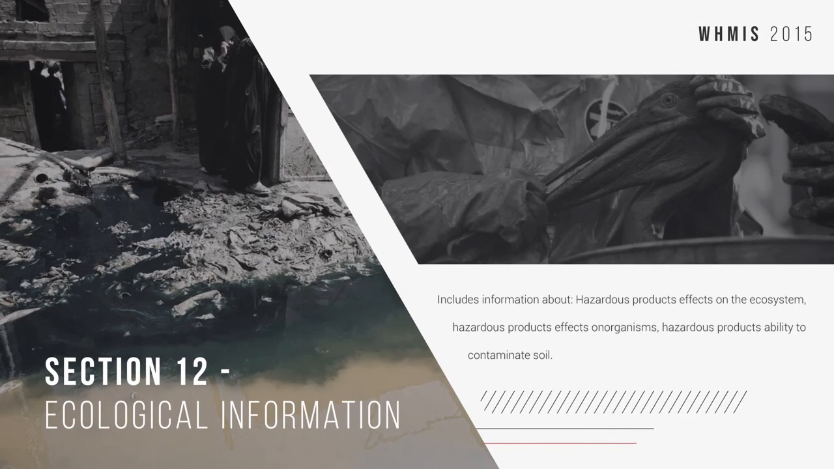Ecological information. This is where information on the hazardous product's effects on things like the ecosystem and organisms would be found. Imagine pesticides in fish. Its ability to contaminate the soil will also be identified here. Knowing the importance of preventing a hazardous product from coming into contact with water bodies or the ground is part of how we protect the environment around us.